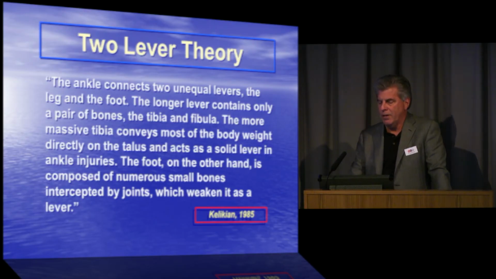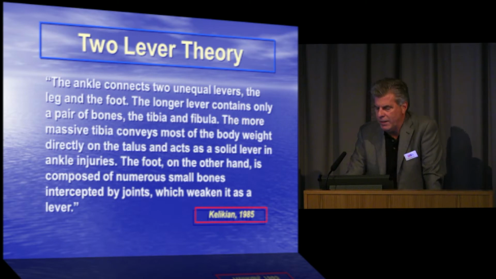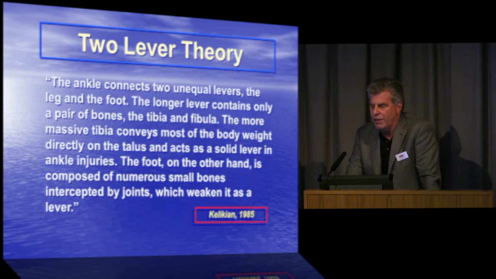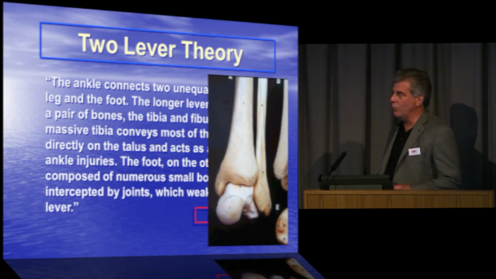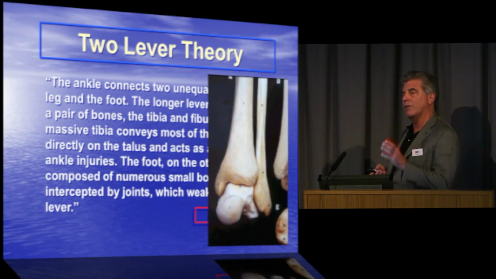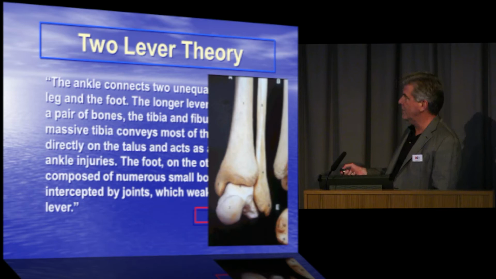And this brings up another similar concept that was proposed by Kalikian called the two-lever theory. Again, it talks about the fact that the talus is so firmly housed in the ankle joint mortise that it moves with the leg, and everything distal to it is actually subjected to the force of the leg driving the talus, and then the foot is kind of an innocent bystander because it's weaker. It has multiple joints and small bones, and the talus is carried by this massive tibia, which carries the bulk of body weight.